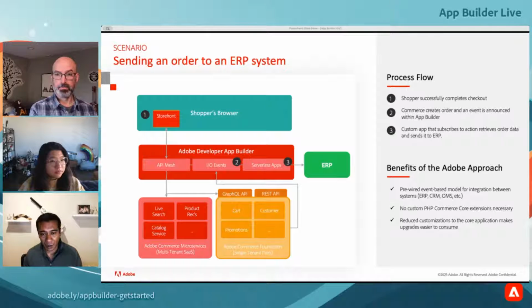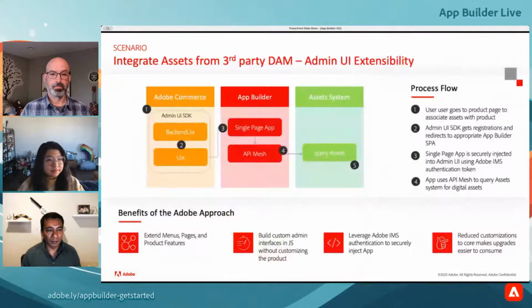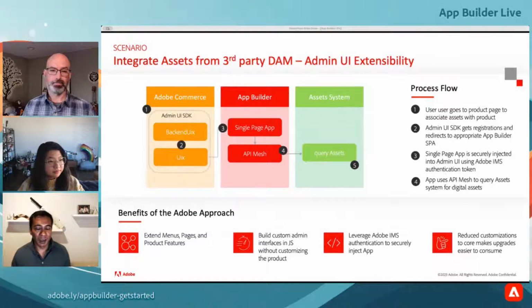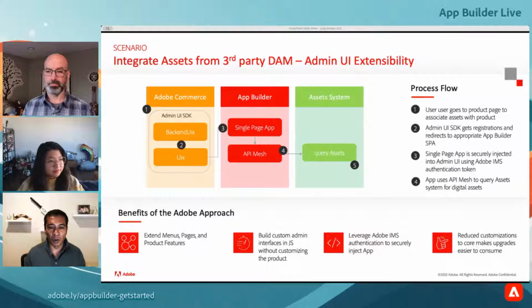The next example I'd like to talk about is UI extensibility. Sarah. Yeah. So UI extensibility is probably the second most customized area for Adobe Commerce, and that is the merchant UI, which is what I'm talking about here.